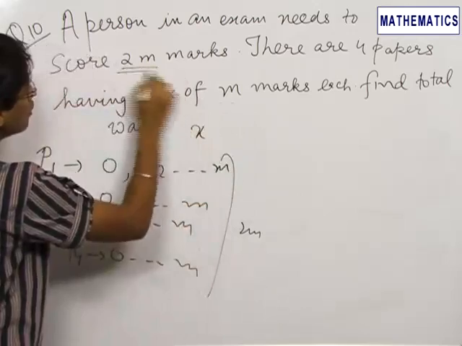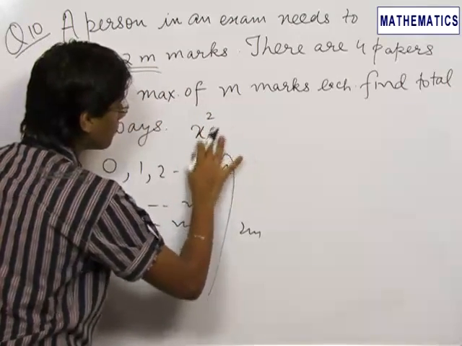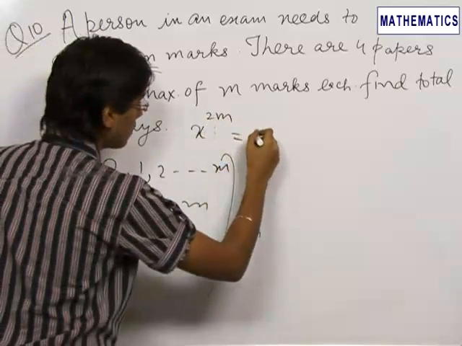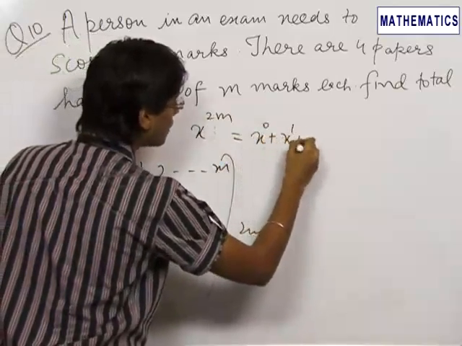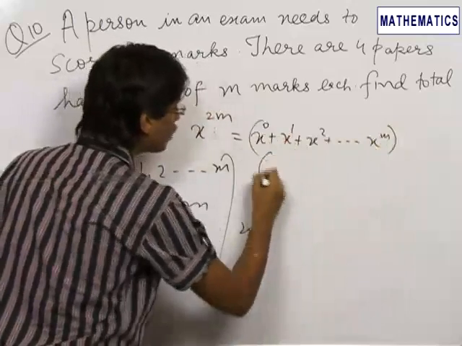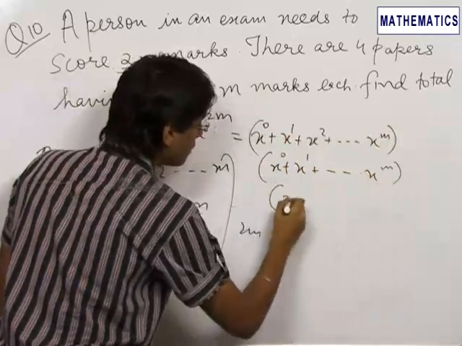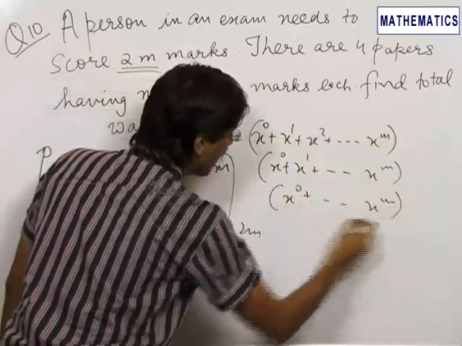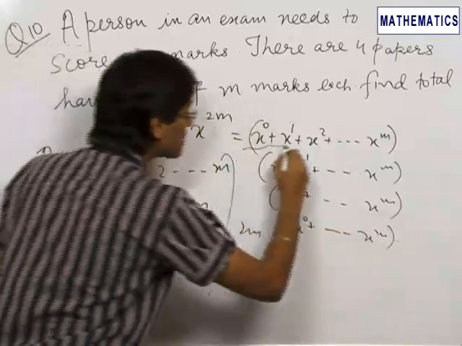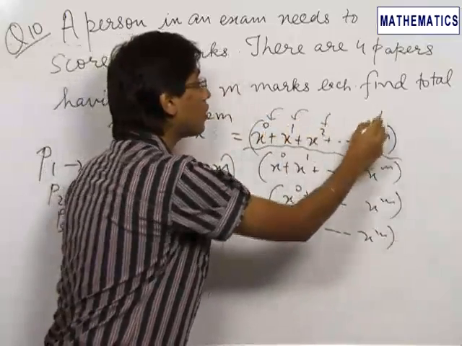we need the person to score 2m marks. In other words, we need to find the coefficient of x^2m from (x^0 + x^1 + x^2 up till x^m) into (x^0 + x^1 up till x^m), and this is written 4 times since there are 4 papers involved. This represents that the person can either score 0 marks, 1 mark, 2 marks or m marks.